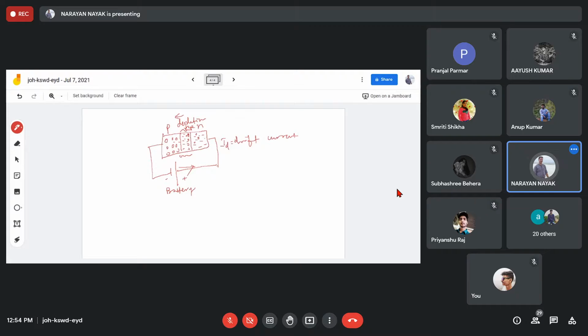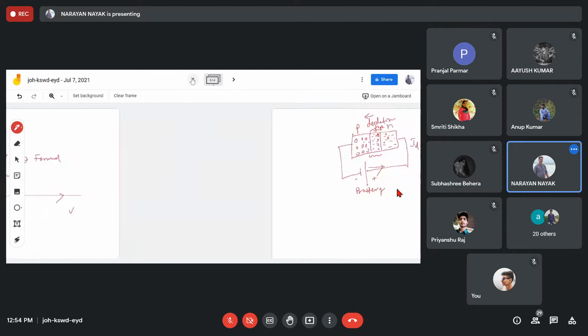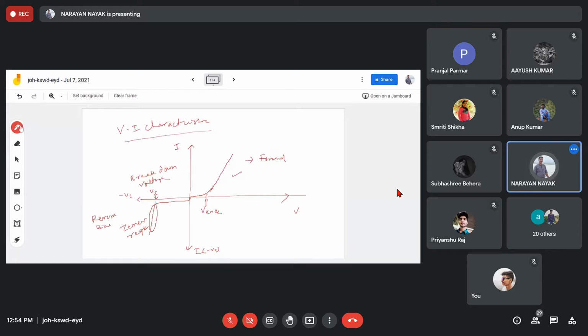Now see, go through this circuit. This is your reverse bias condition. Here you have increased the voltage, and the current is just zero. No current will flow, it's a minimum current. But there is some drift current, which is because of thermally generated electron-hole pairs.